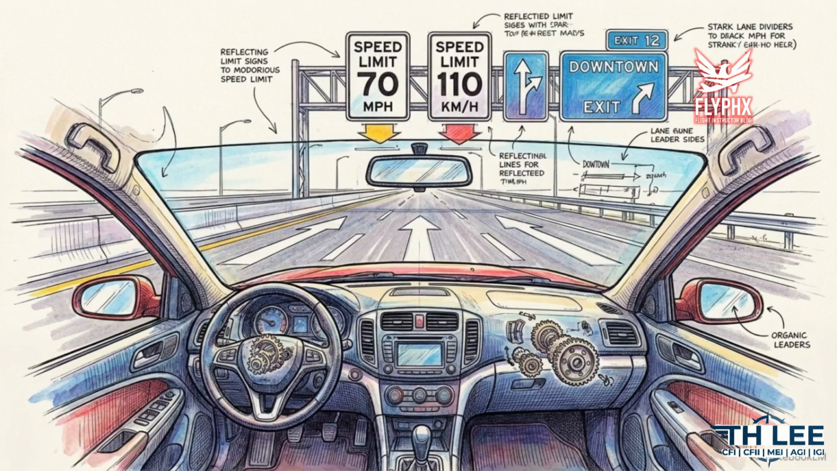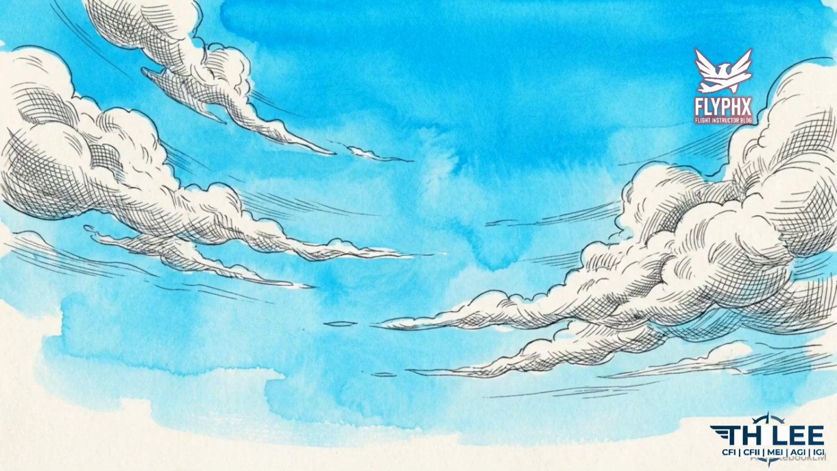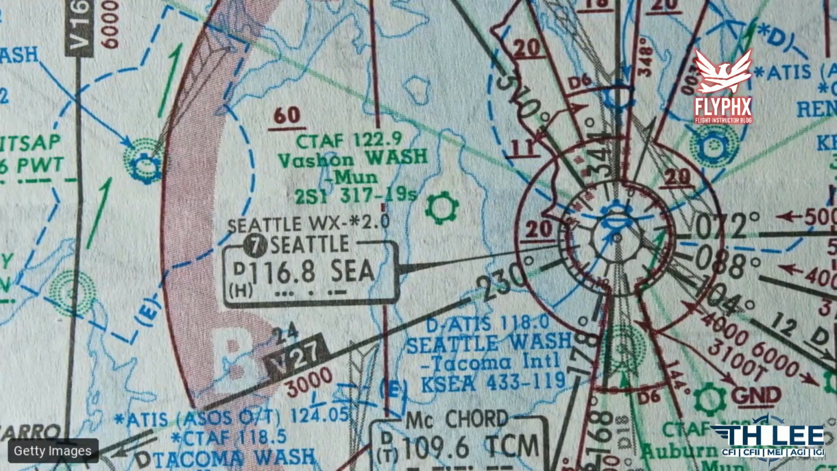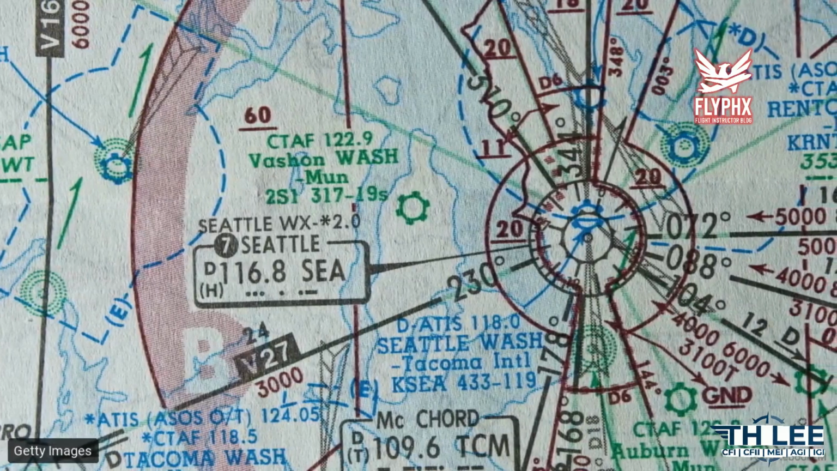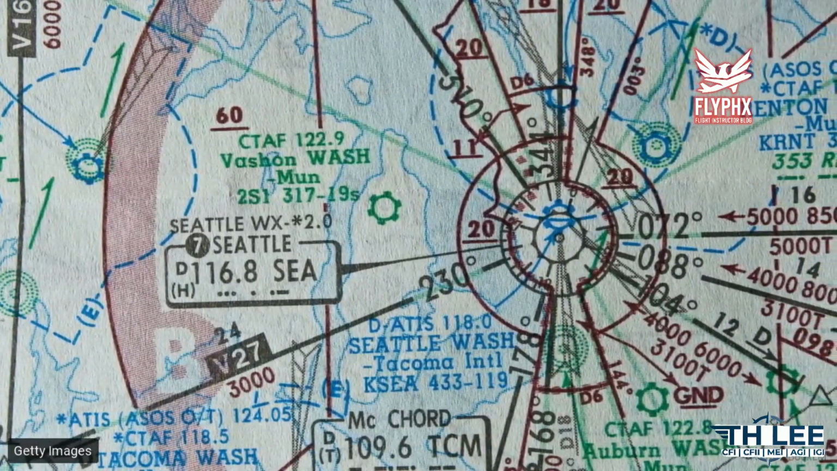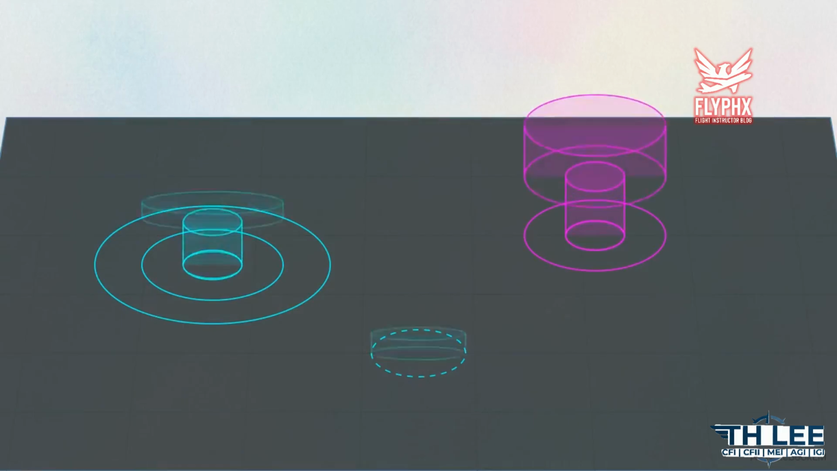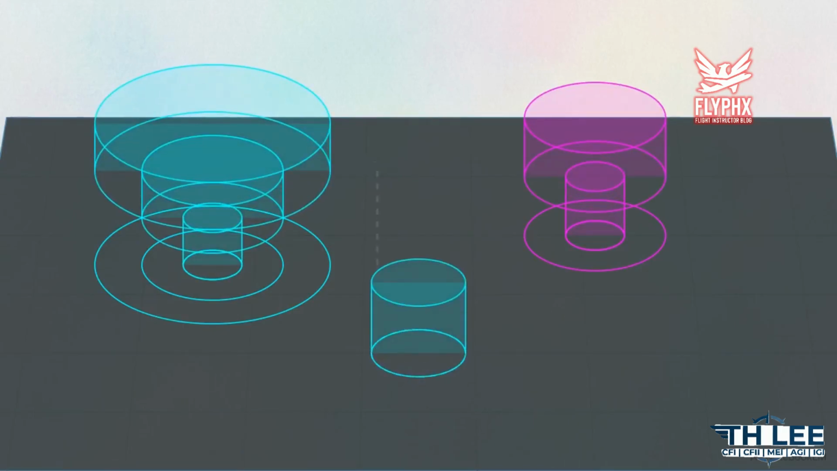When you drive a car, you know exactly where you are and what the rules are because there are physical signs painted on the asphalt. The sky has no physical road signs. As a professional pilot, you have to decode the two-dimensional symbols on a sectional chart and build a rigorous three-dimensional mental model of the airspace around you.